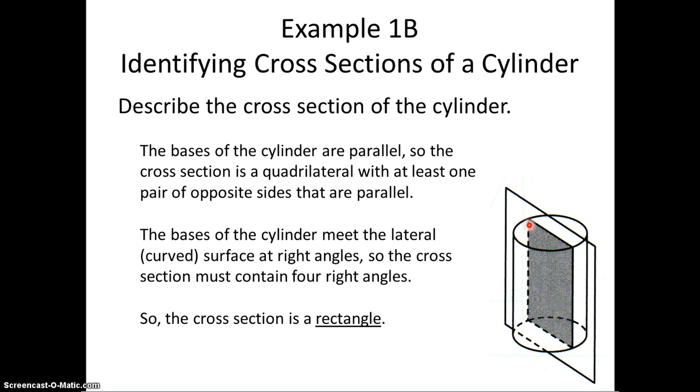So this angle here should be a right angle, this angle here should be a right angle, this angle here should be a right angle, and this angle here should be a right angle. But if I have a quadrilateral with 4 right angles, what do I have? A rectangle. So the cross-section is a rectangle in this case.